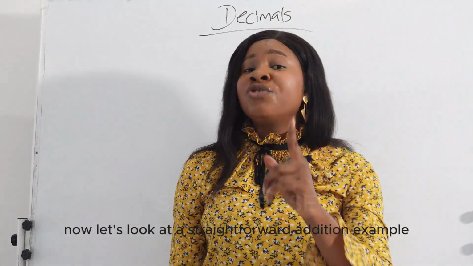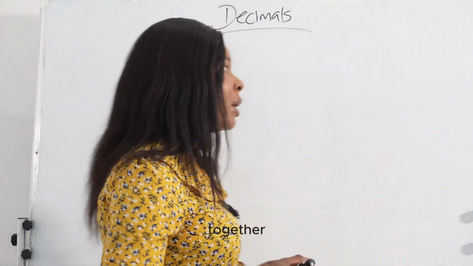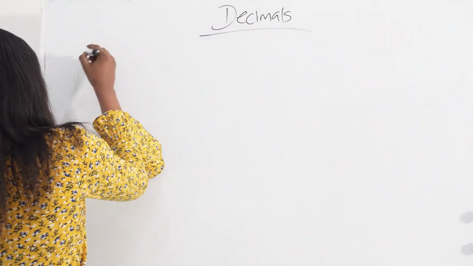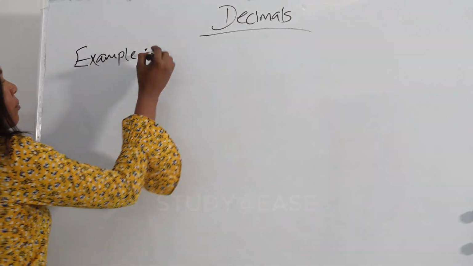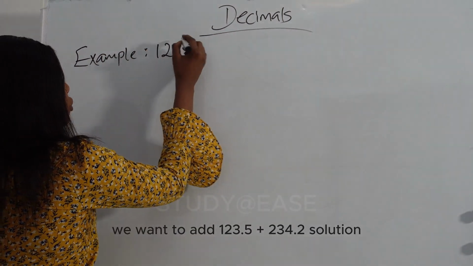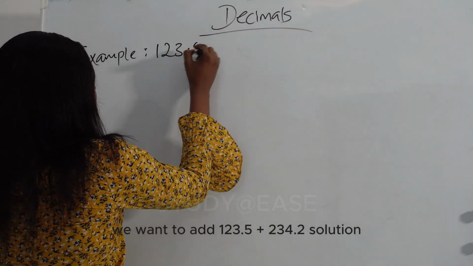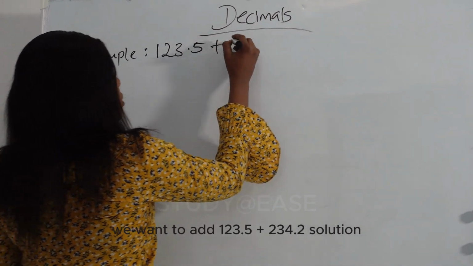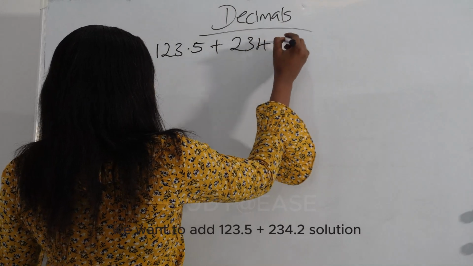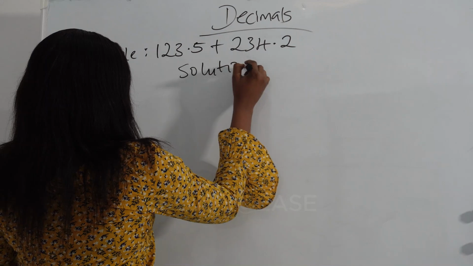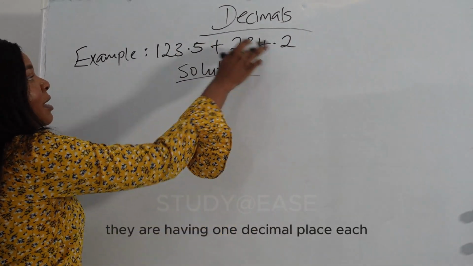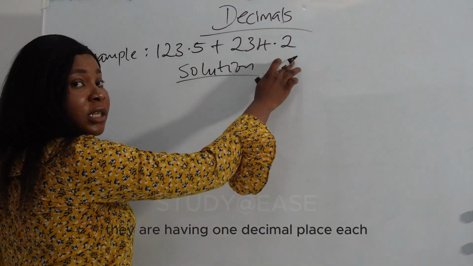Now let's look at a straightforward addition example together. Say, for example, I want to add 123.5 plus 234.2. Solution. If you look at these two numbers, they're having one decimal place each.